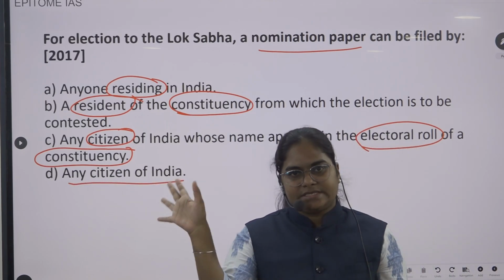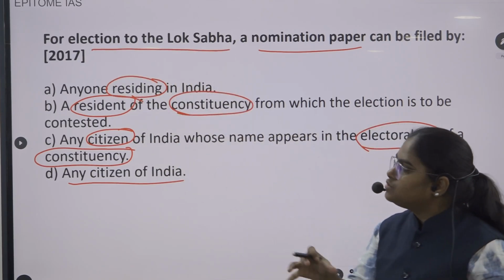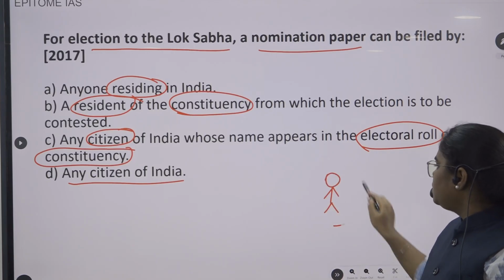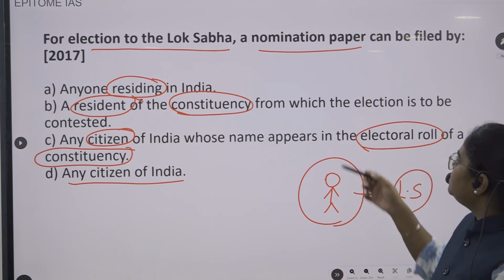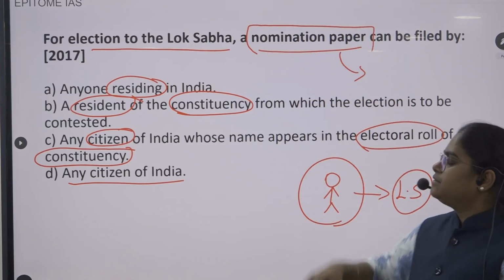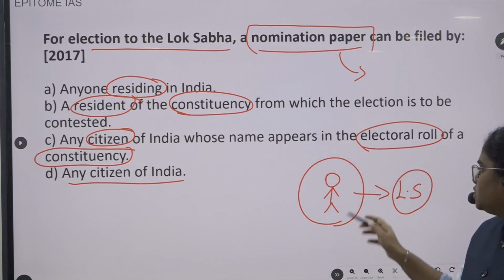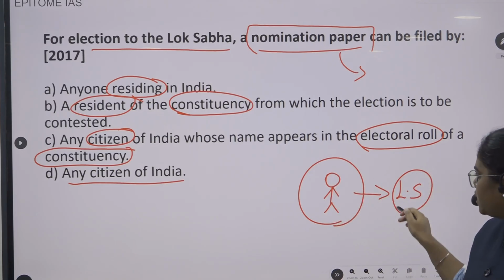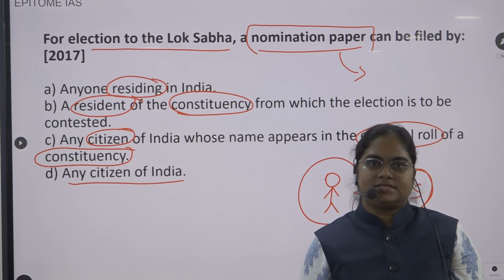So technically what they are asking in this question is the eligibility for the election of the Lok Sabha. Let us say a person wants to contest in the election of Lok Sabha. Then what will happen? He will be filing a nomination paper saying that he wants to contest in this particular election. That is the nomination paper. So for contesting in this Lok Sabha election, what is the eligibility? That's what they are asking.